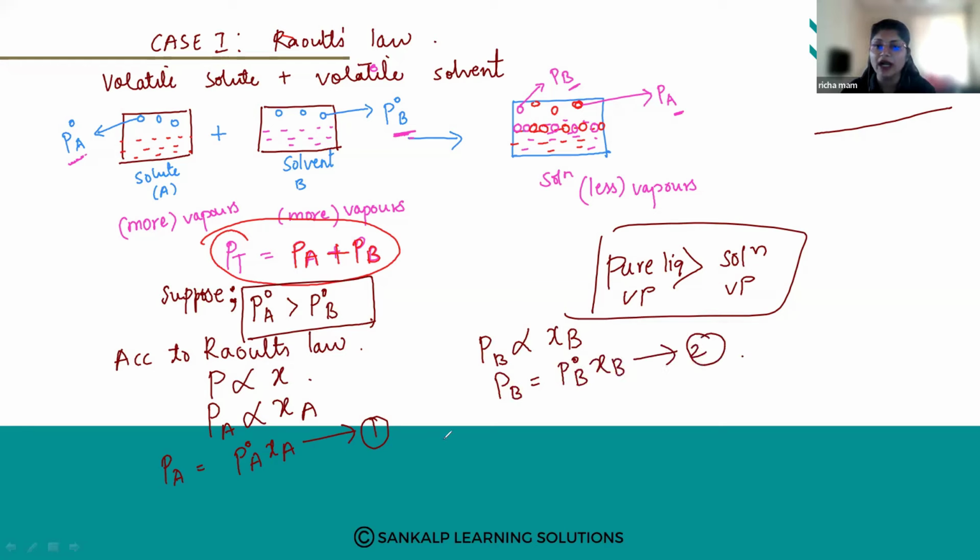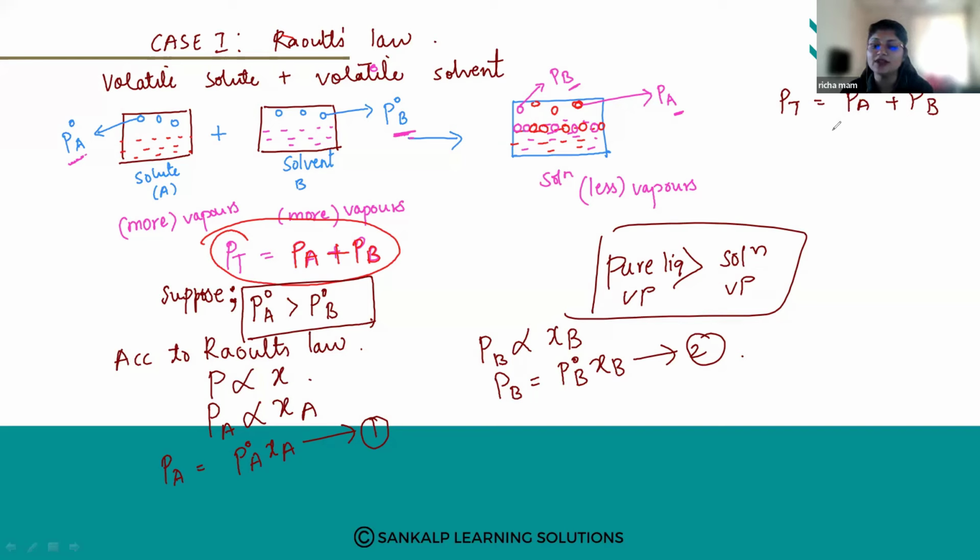Now from Dalton's theory, Dalton's law, we know that PT is equal to PA plus PB. That is, the total vapor pressure is equal to the individual vapor pressures exerted by each component. So it is PA plus PB.